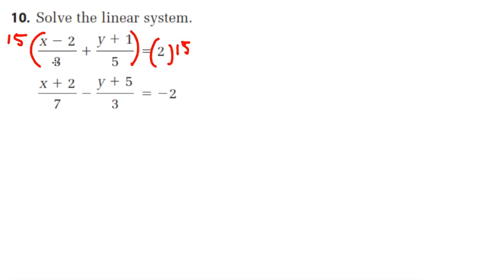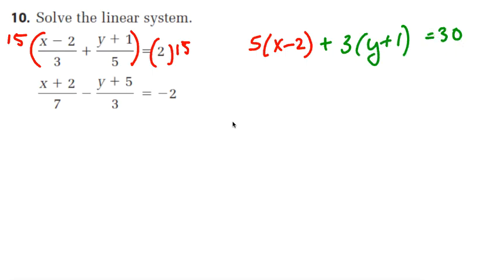In doing that, 15 divided by 3 gives me 5, so I'll have 5 times x minus 2. And here, 15 divided by 5 is 3, so I'll have 3 times y plus 1. On the right-hand side, it will be 30. Then I'm going to simplify this, so 5x... okay, and then you want to add 10 and subtract 3, so that's going to be negative 7.